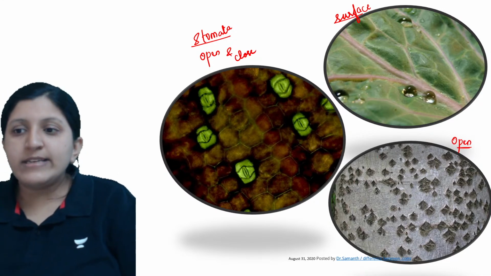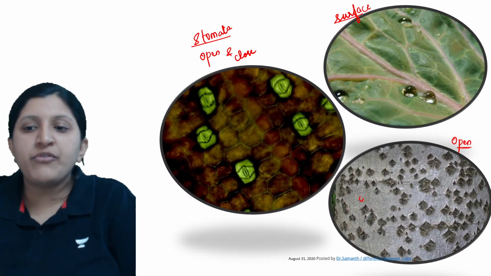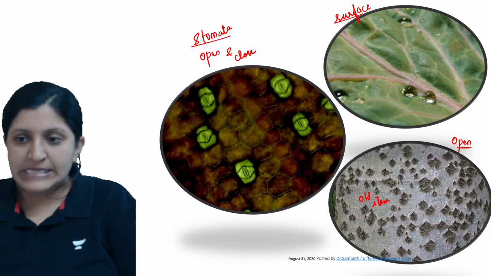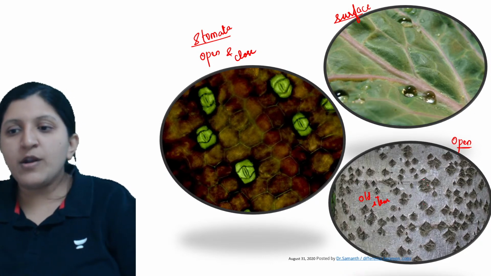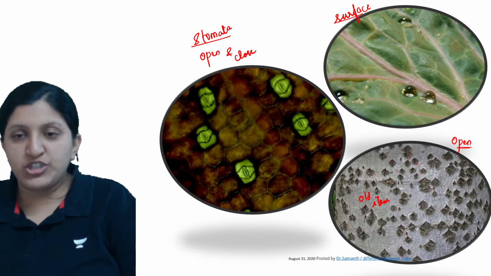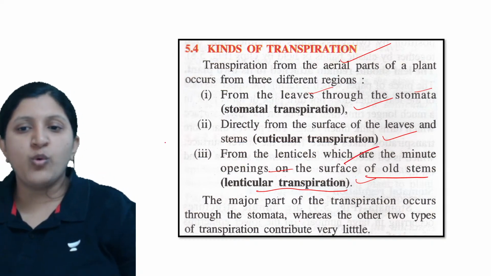Okay, so lenticular transpiration happens through the openings that you can find on the old stem of a plant, basically a tree. These are all lenticels. Through these also gaseous exchange can occur, and here you can see these are the openings on the surface of an old stem.